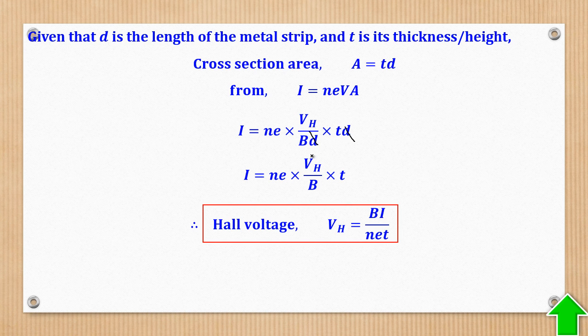So in the end, I can make VH the subject. Making it the subject, I'll come up with BI over net. So I look at two expressions: one was drift velocity and the other was Hall voltage. Both are vital.